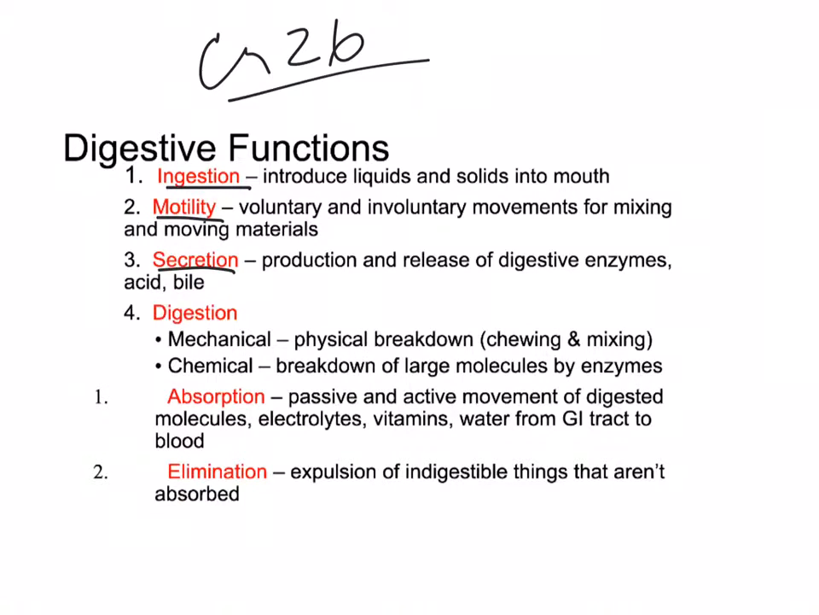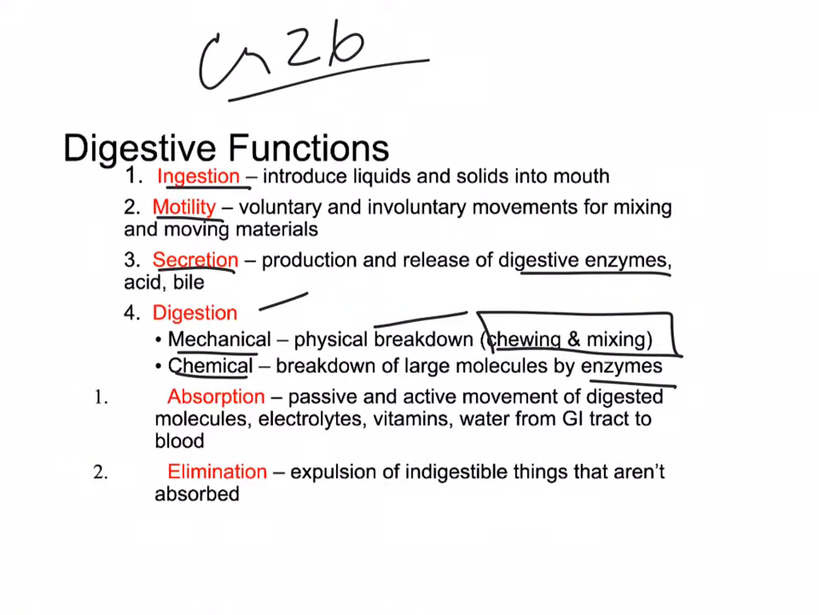Secretion is how things get from the walls of the organs or from the gallbladder or the liver into the GI tract. Digestion is the breakdown, and we actually make it into two components. Mechanical digestion is physical breakdown, so when we chew it up and mix it, that's mechanical digestion.